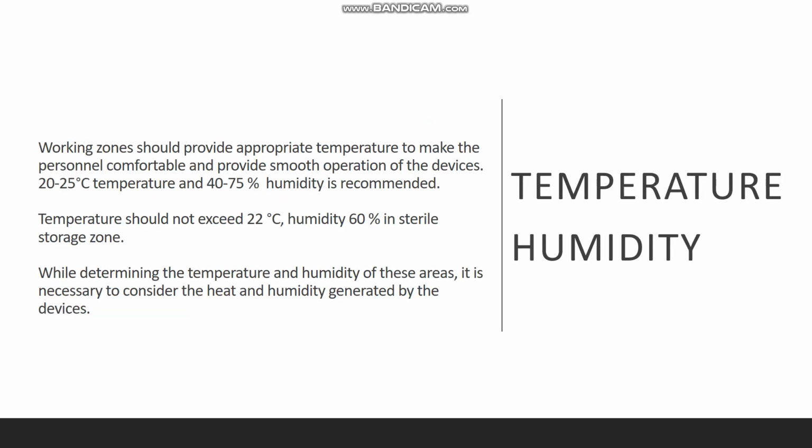Working zones should provide an appropriate temperature to make the personnel comfortable and provide smooth operation of the devices. A 20-25 centigrade temperature and 40-75% humidity is recommended.